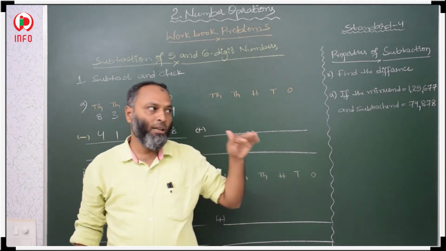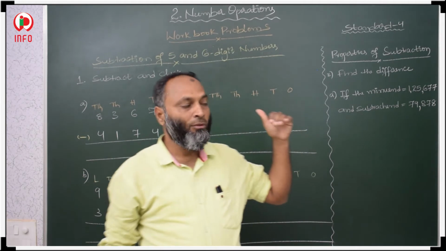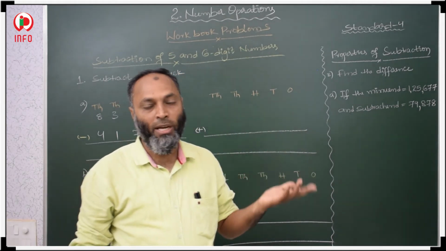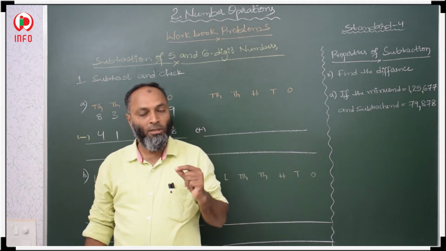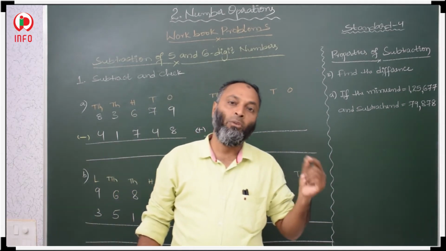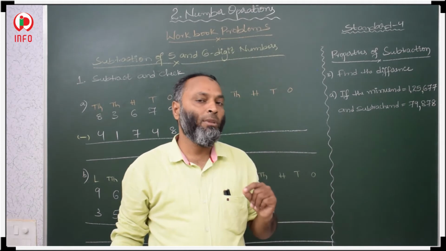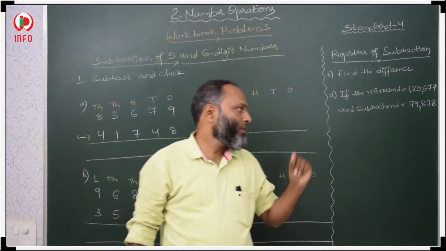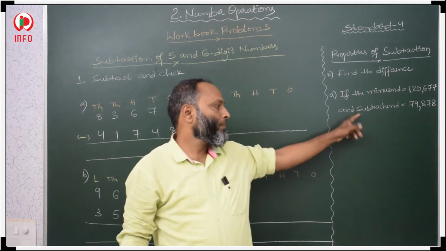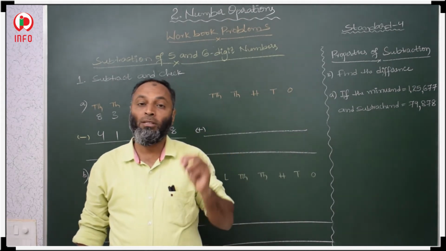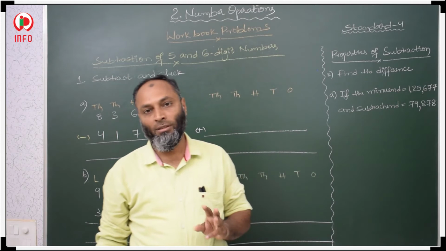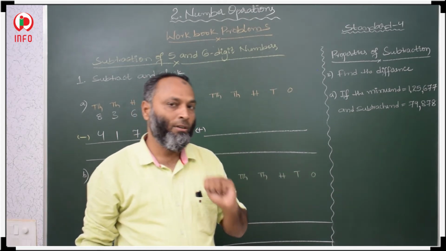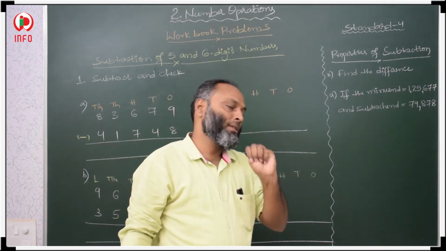Minuend, the bigger number, the number from which we are going to subtract, is called the minuend. The number we subtract is called the subtrahend. And the difference means whatever answer we get, that is called the difference. These three things are there.